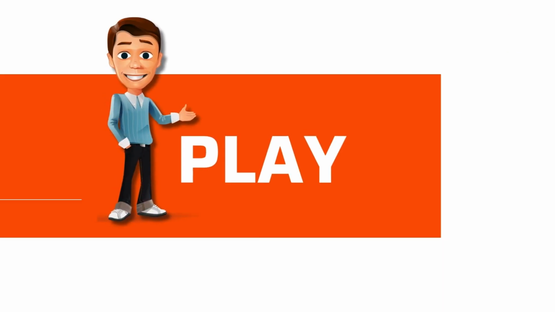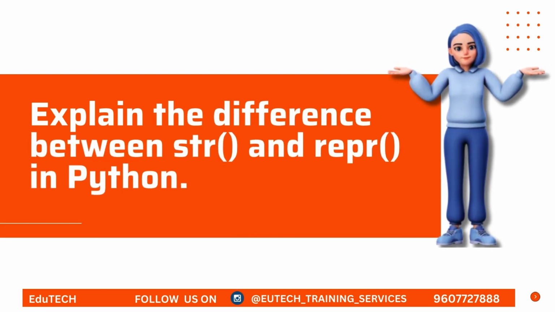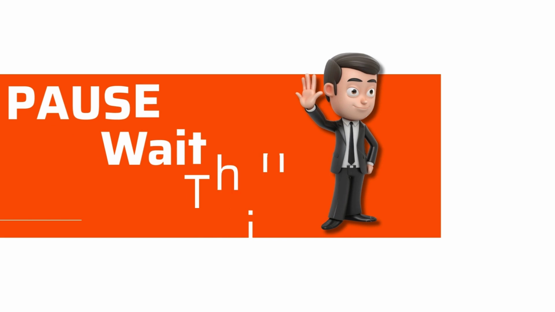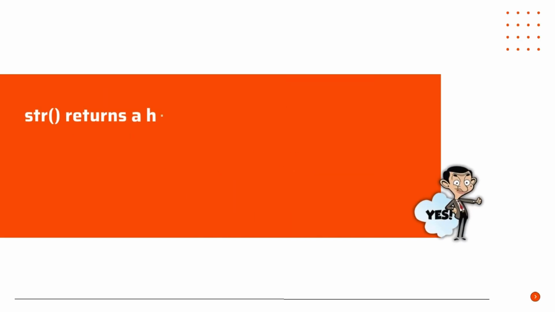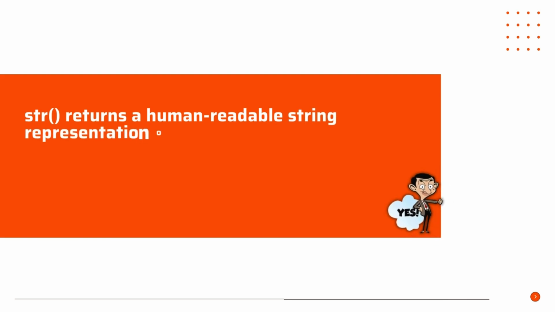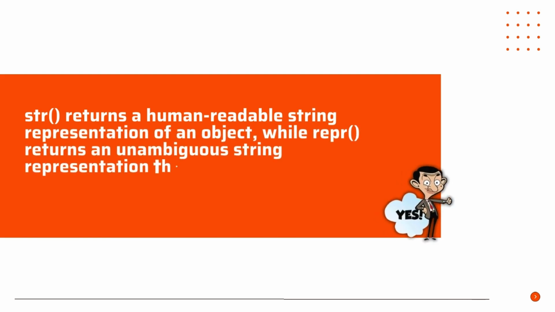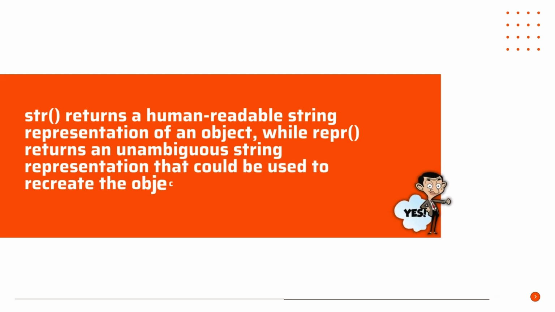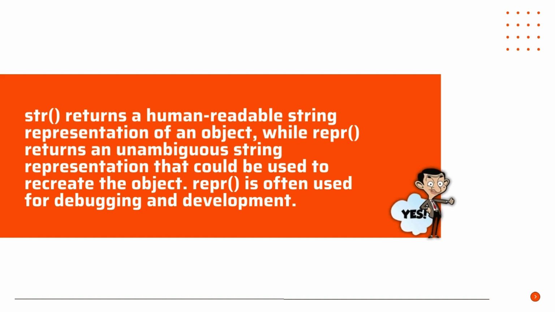Explain the difference between str and repr in Python. Str returns a human-readable string representation of an object, while repr returns an unambiguous string representation that could be used to recreate the object. Repr is often used for debugging and development.